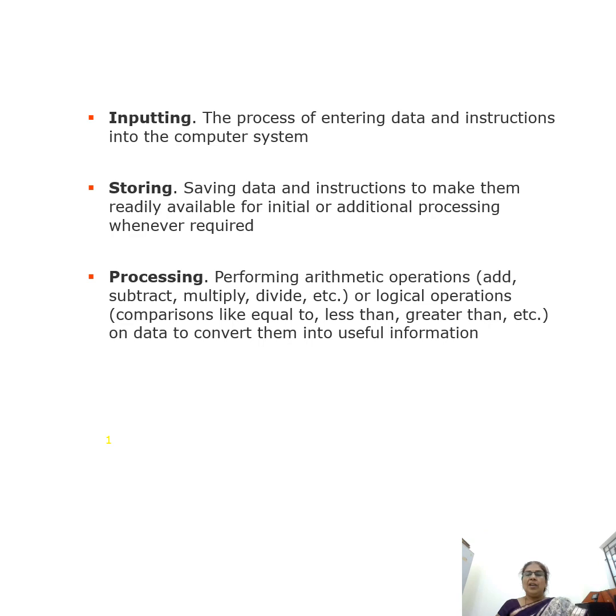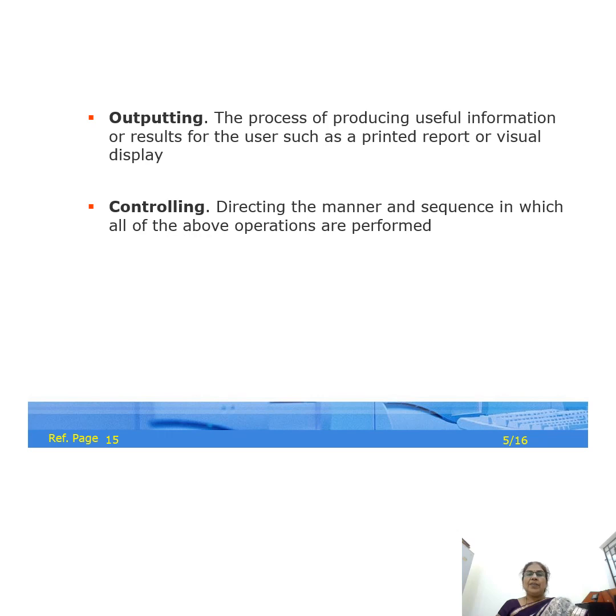Next one is processing: performing arithmetic operations, that is addition, subtraction, multiplication, division. These are called arithmetic operations, and logical operations like equal to, less than, greater than, that is comparison, are called logical operations on data to convert them into useful information. Next one is outputting: the process of producing useful information or results for the user, such as a printed report or visual display. Next one is controlling: directing the manner and the sequence in which all of the above operations are performed.